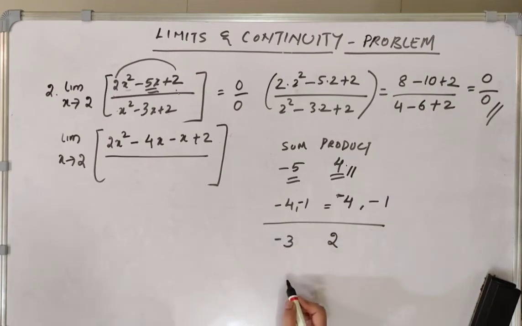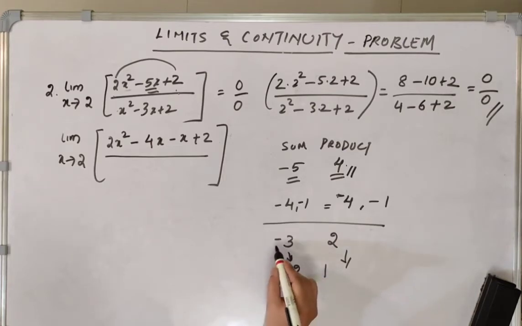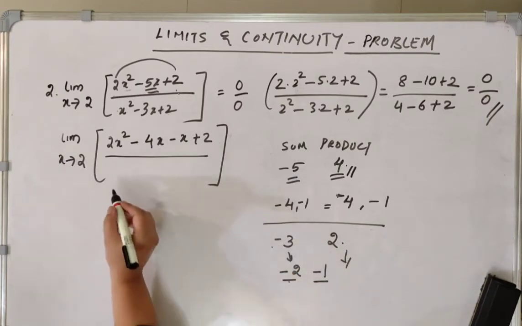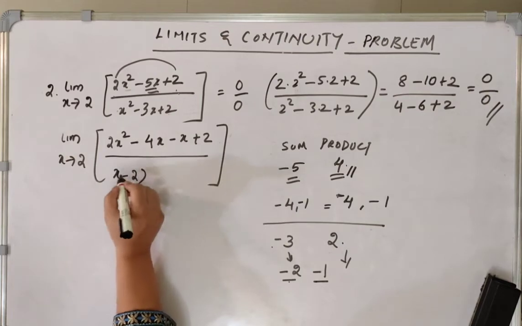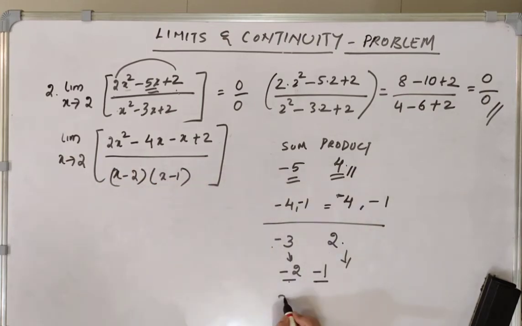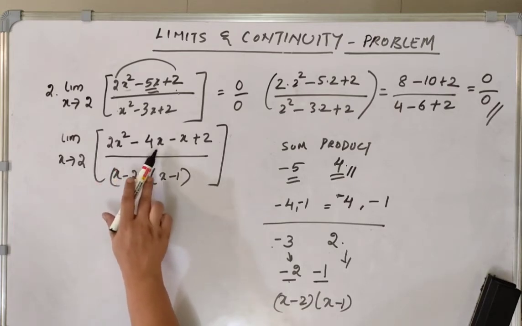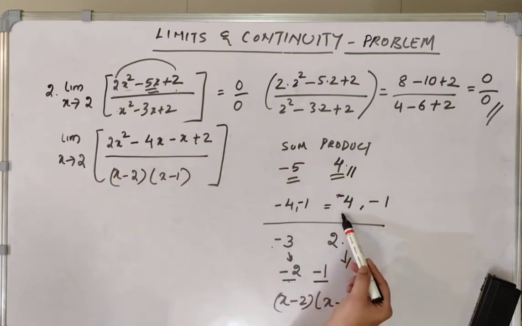Now which are the two numbers? It can be 2 and 1. So 2 into 1 is 2, which is fine. But 2 plus 1 is also 3, which is fine. But we want minus 3. So how will we get minus 3? We'll have to get minus 2 and minus 1. Minus 2 into minus 1 is plus 2. Minus 2 plus minus 1 is minus 3. So here the factors are x minus 2 into x minus 1. We'll have to write like this. So this is a simpler one. But in this case, we will have to split 5x into these numbers, minus 4 and minus 1.